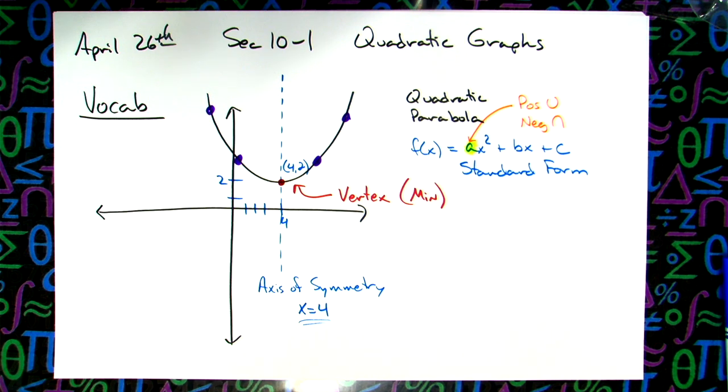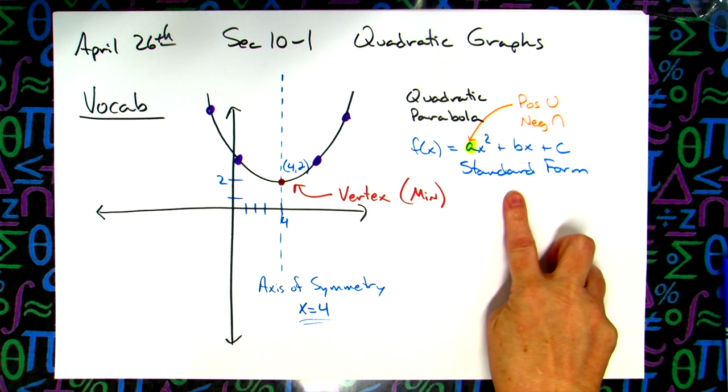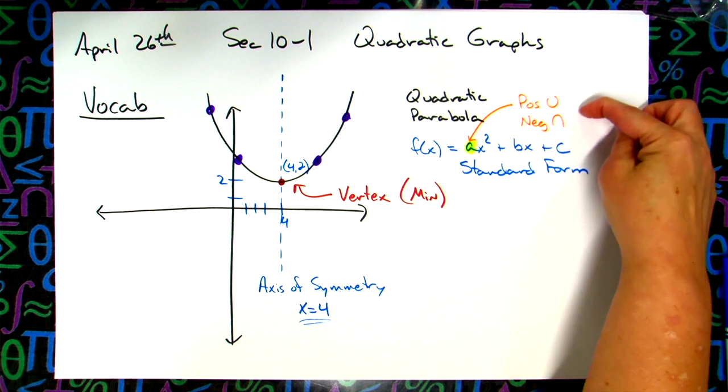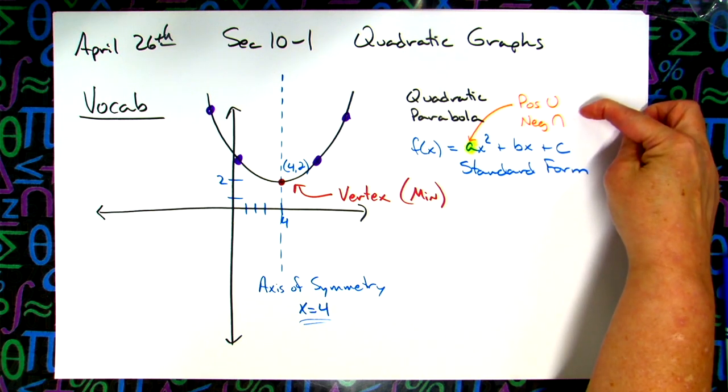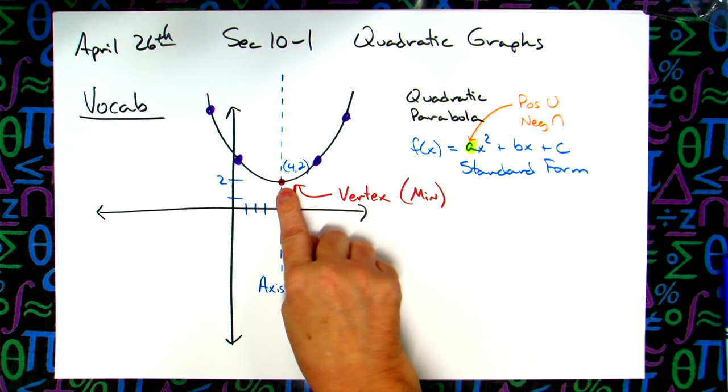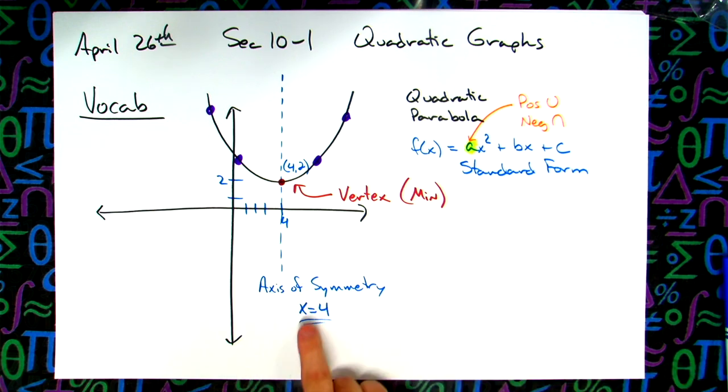All right, so vocab, standard form. The A coefficient tells you whether it's positive or negative, upright or upside down. This is called the vertex. It can be a maximum or a minimum. You've got an axis of symmetry, which is the imaginary line in the middle, and you can write the equation.